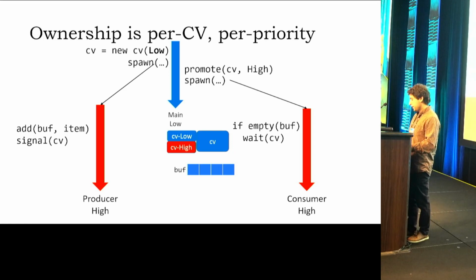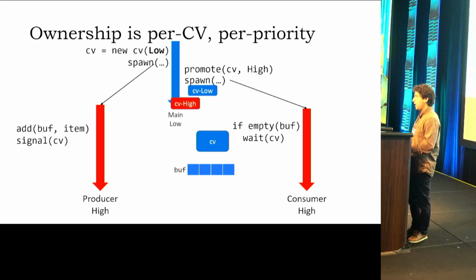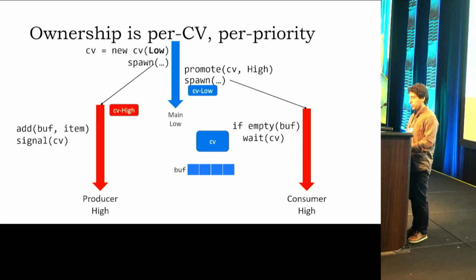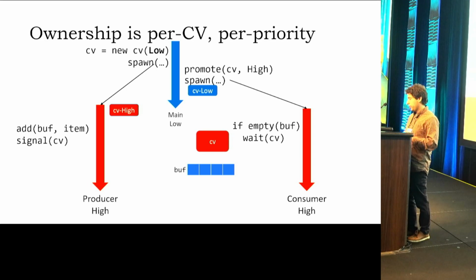and it's going to give them out. So at the moment, the low priority main thread has all of the ownership of this condition variable at all the priorities. And it's going to pass the high priority ownership to the producer, which it needs to signal this at priority high. It keeps the low priority ownership, and then it promotes it to high. Why does it keep the low priority ownership? Why is that important?